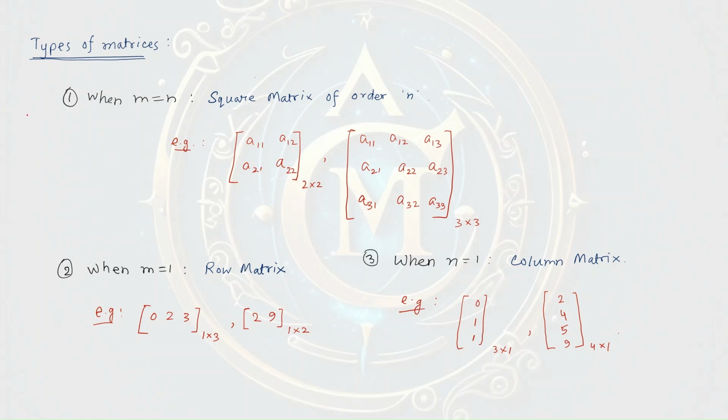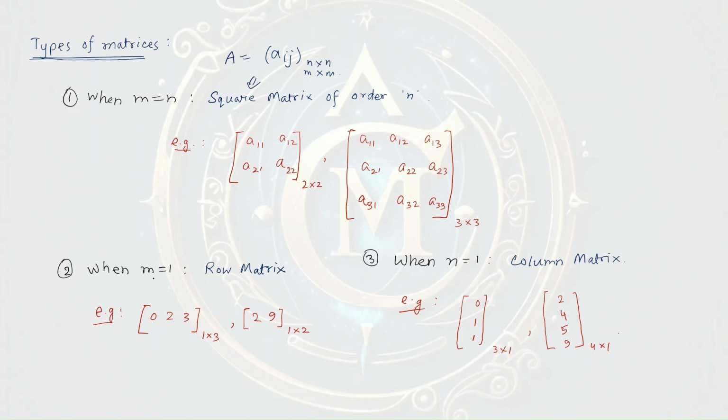Now we discuss the types of matrices. We discussed that the size of a matrix is given by m by n, where m is the total number of rows and n is the total number of columns. We take the case when m is equal to n. Then the matrix would look like A equal to Aij, n by n, or you can also write it as m by m, because m is equal to n. Then it is called a square matrix of order n.